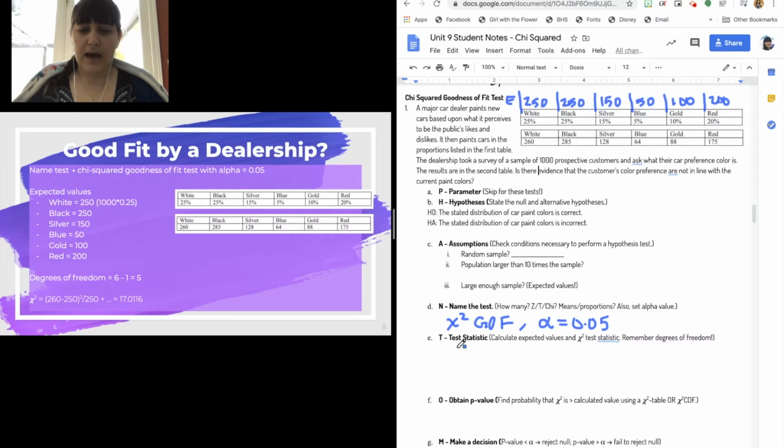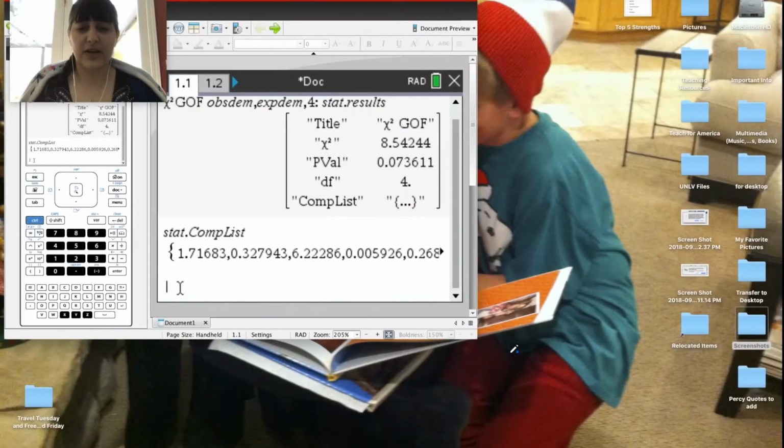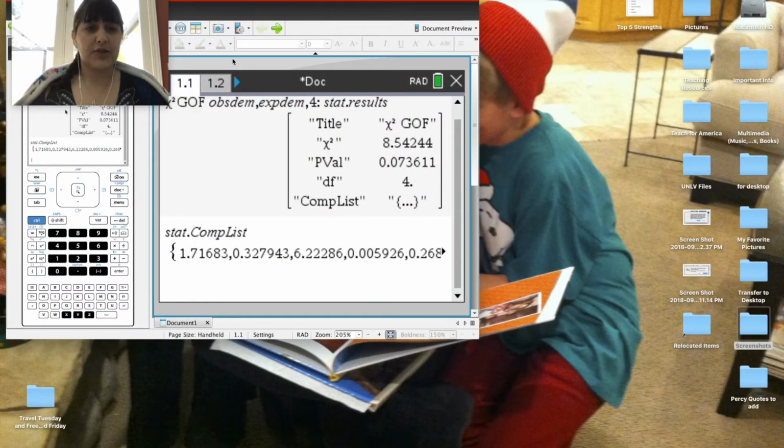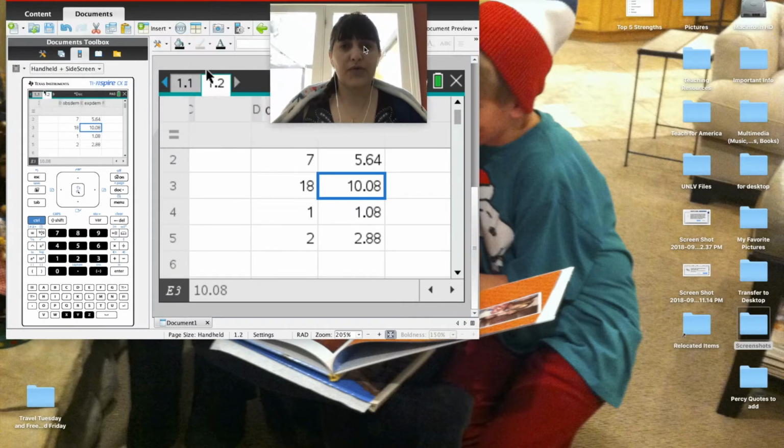Okay. And then I need to make sure I say what my degrees of freedom are. So my degrees of freedom here, there's 6 categories. So 6 minus 1, which is 5. Okay. At this point, stop writing and go straight to your calculator. Okay. So I'm going to switch over to my calculator here. All right. So here we go. I got to move my camera.